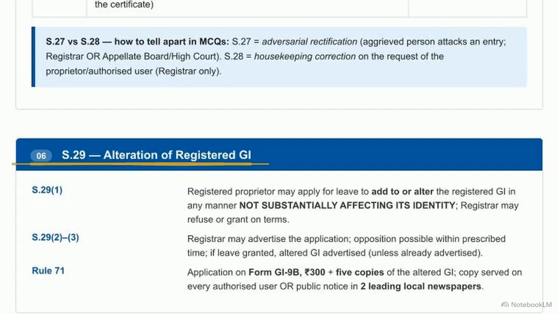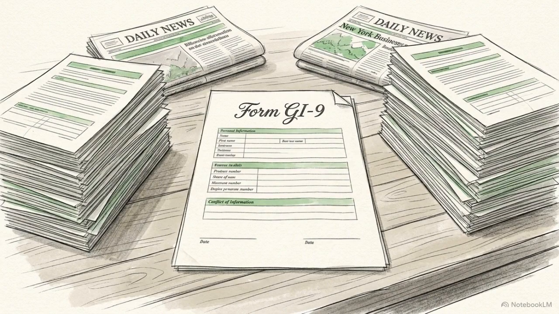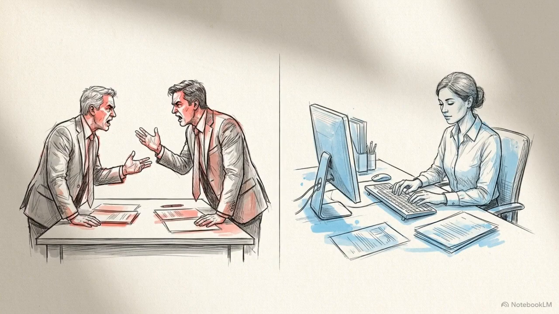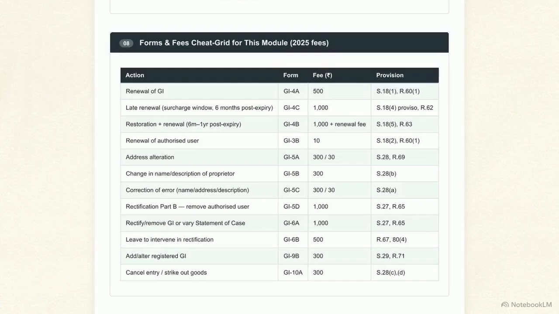Section 29 allows for the alteration of the registered geographical indication itself. A proprietor can seek leave to alter the mark, provided the change does not substantially affect its identity. Rule 71 requires Form GI-9, a 300 rupee fee, and 5 copies of the altered mark, served to users or published in newspapers. The law maintains a clear divide between contentious validity challenges and the routine administrative maintenance required to keep the register accurate. To conclude, we will consolidate the paperwork into a minute of pure memory.